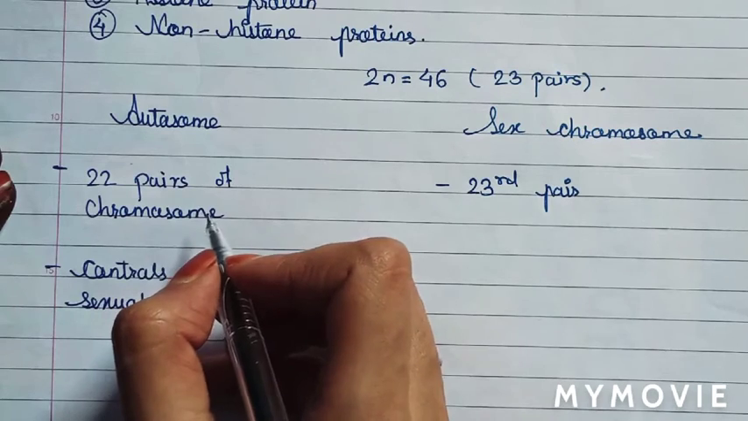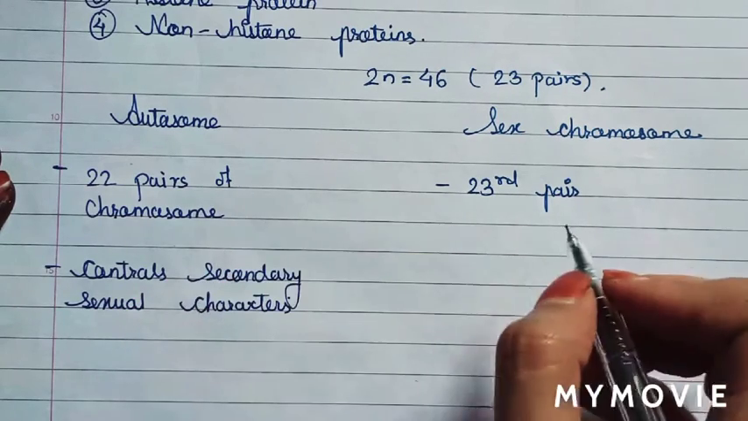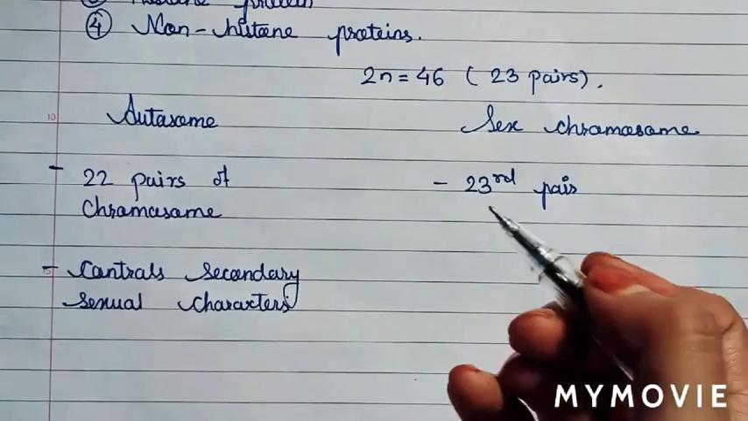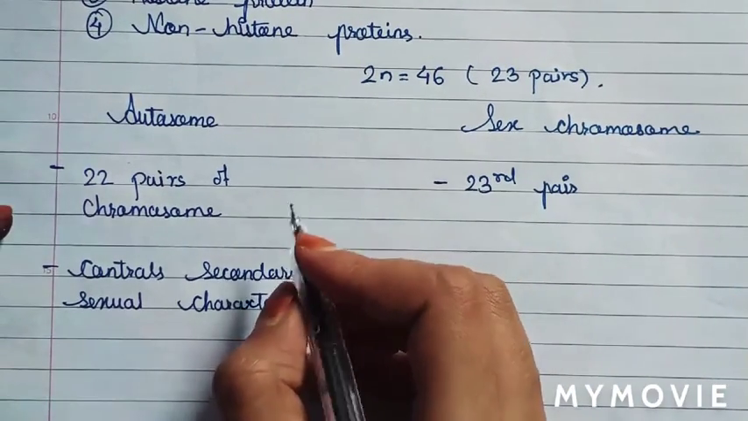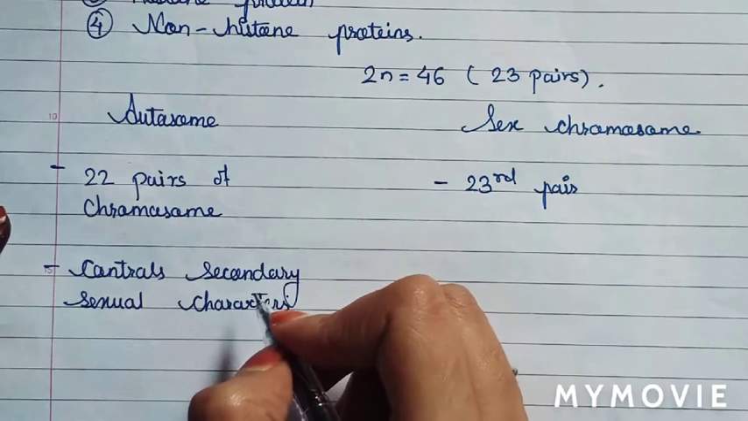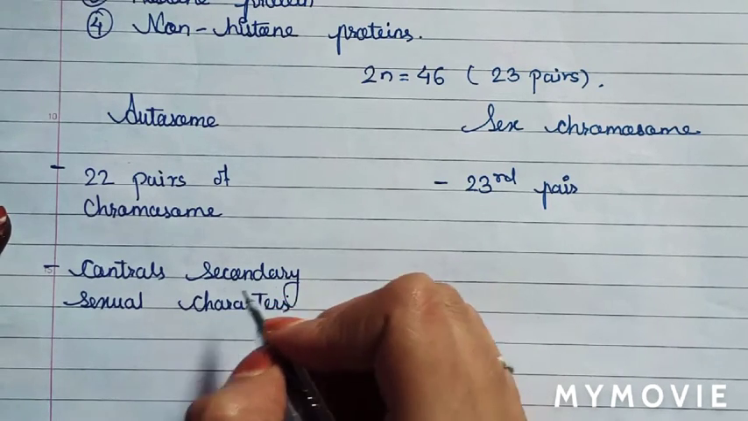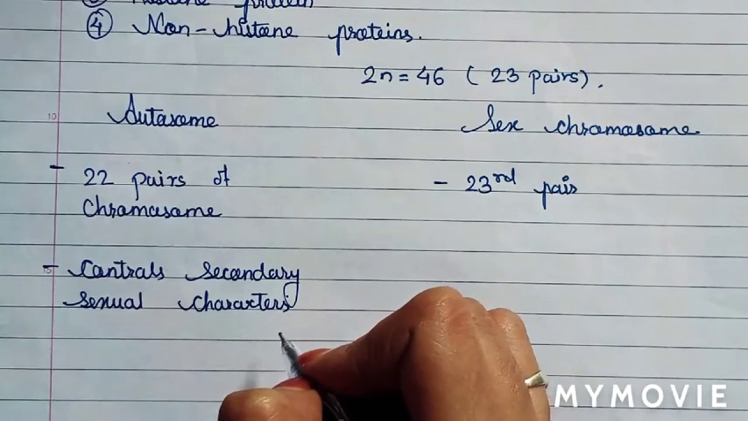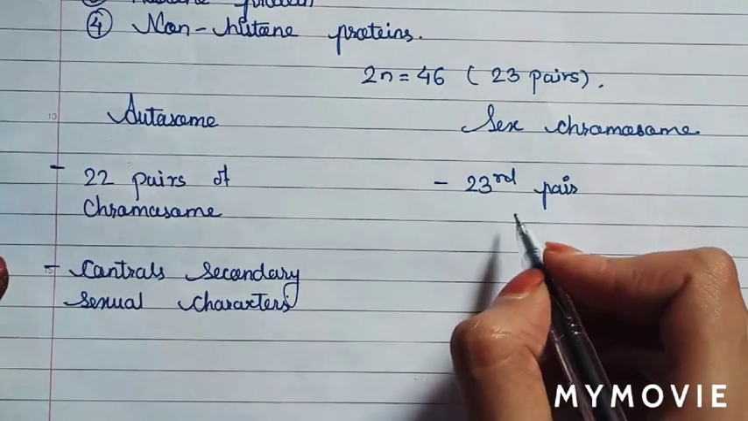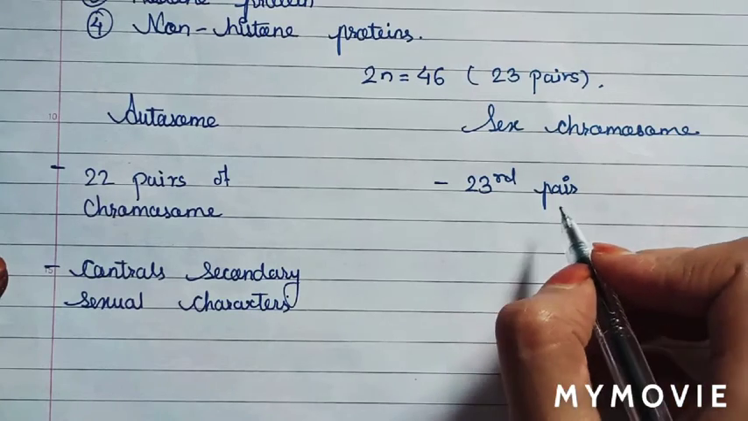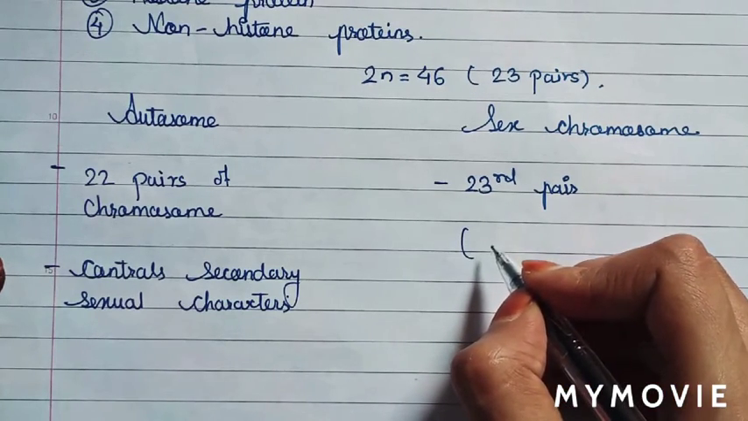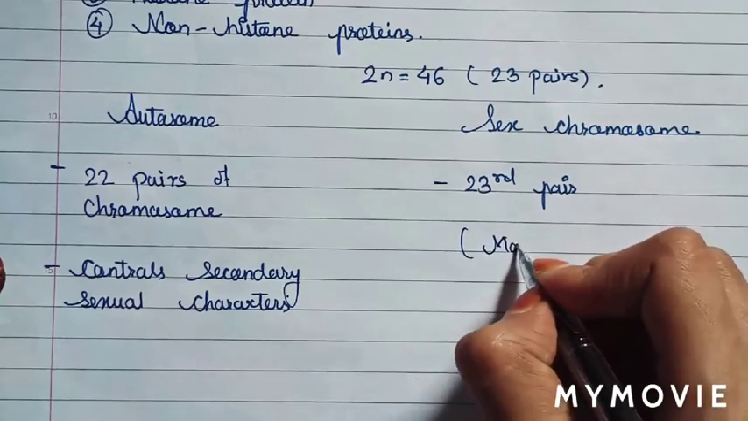Genetically it is not active. These chromosomes are genetically active, but these autosomes are the same in male and female, but due to some hormones they control the secondary characters. Now this 23rd pair of chromosomes is the sex chromosome, which determines whether the offspring or the baby is male or female.